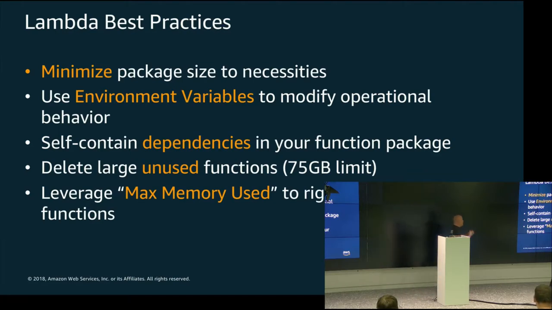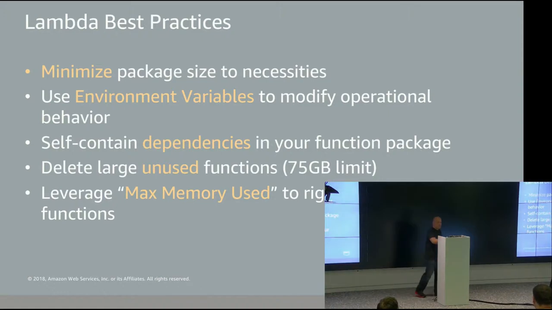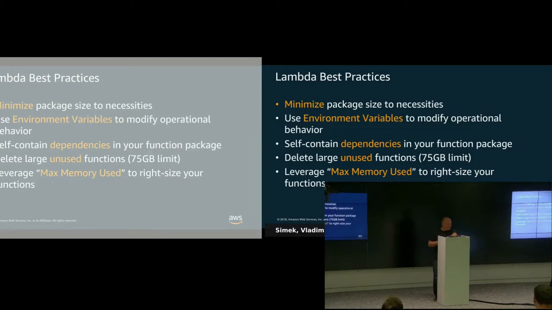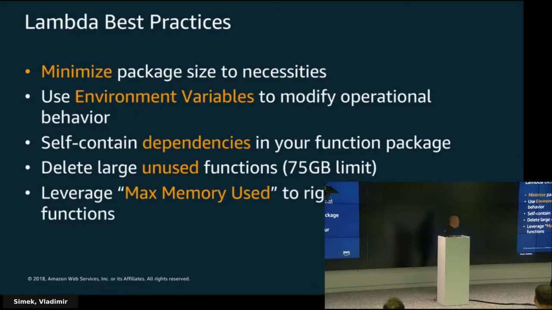So, what are the best practices for Lambda? First is to minimize the package size to necessities. Don't put any bloated stuff that you don't need. Of course, if you are bringing your own runtime and you need this Fortran to execute, I don't know what's going on in here. We are losing connection, just a second. Perfect. Okay. So just pack only the stuff that you need for your Lambda code to execute.